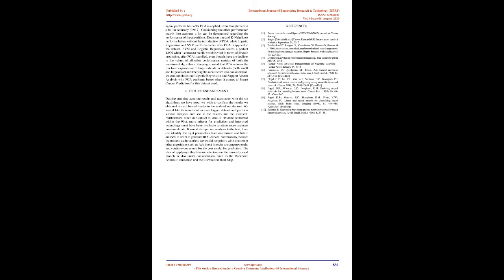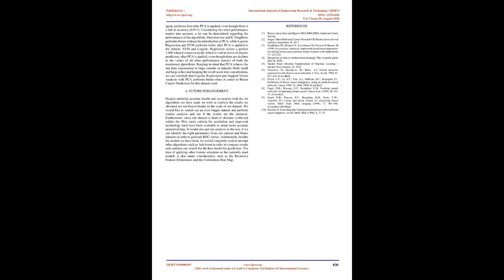Application of PCA declines the accuracy of all the algorithms except decision tree. However, the accuracy figures are still higher than that of random forest. Random forest again performs best after PCA is applied, even though there is a fall in accuracy, 0.917. Considering the other performance metrics into account, a lot can be determined regarding the performance of the algorithms. Decision tree and K-neighbors perform better without the introduction of PCA, while logistic regression and SVM perform better after PCA is applied to the dataset.